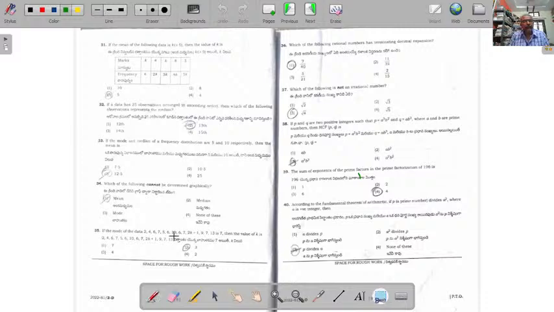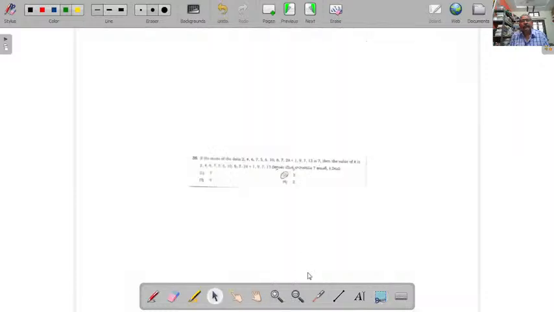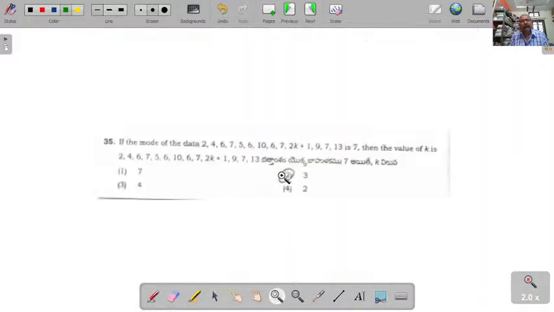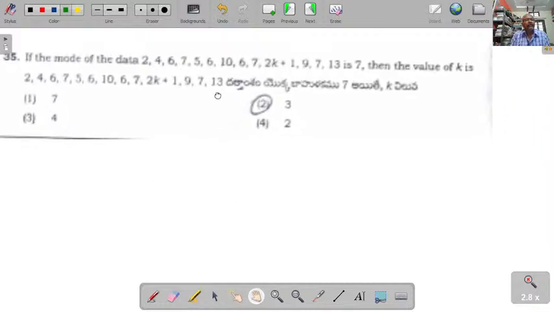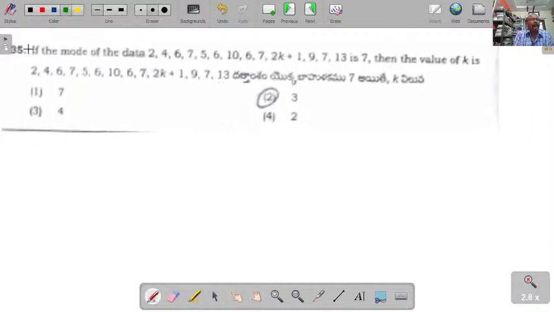35th question. Let us move to the 35th question. First let me read the question carefully, then let us try to solve it. The mode of the data 2, 4, 6, 7, 5, 6, 10, 6, 7, 2k plus 1, 9, 7, 13 is 7. So the mode of the data is given as 7. Then we need to find the value of k.